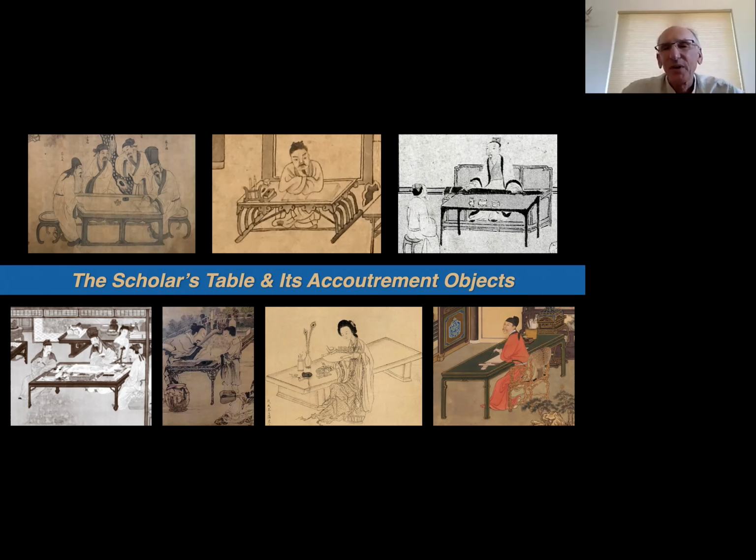So today we're going to look, as Tom indicated, about the scholar's table, so-called scholar's painting table, and its accoutrement objects. And the presentation, as the title indicates, is divided into more or less 2 parts. Firstly, I want to look at the historical development and the variety of construction styles of the painting table. And then I'll go into a little bit more about its use and its placement.